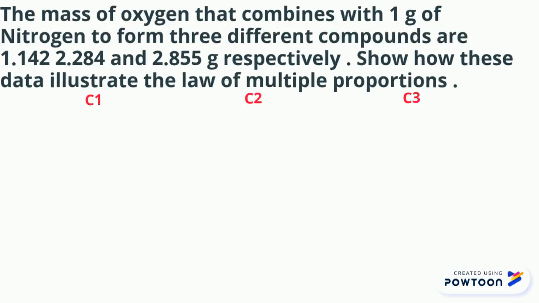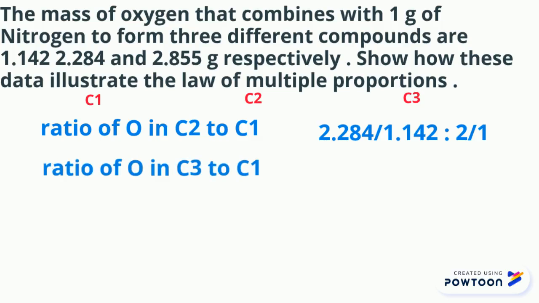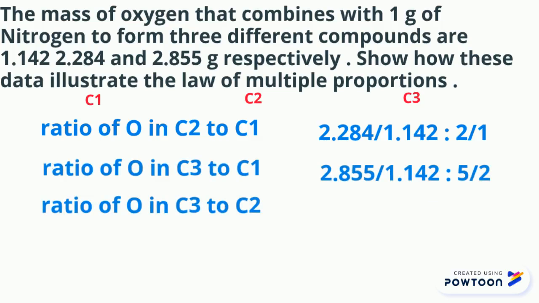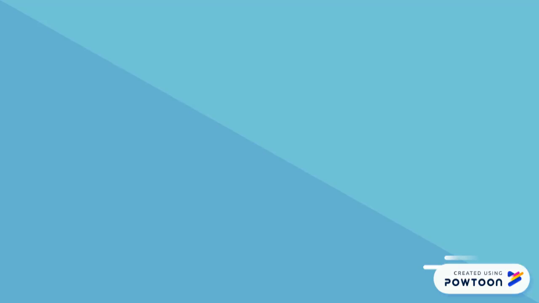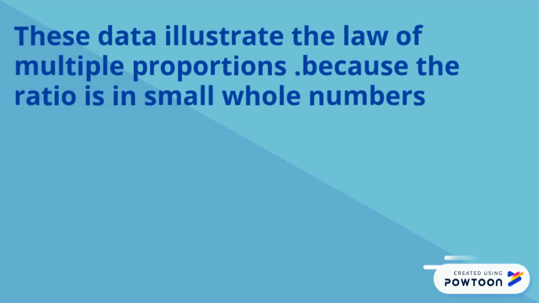We will see that the ratio of the mass of oxygen that combines with a fixed amount, let's say 1 gram of nitrogen, compared in each two compounds together, we will find that the ratio of the mass of oxygen in C2 to C1 is 2 to 1, C3 to C1 is 5 to 2, and C3 to C2 is 5 to 4. All the ratios are small whole numbers, which goes with the law. These data illustrate the law of multiple proportions because the ratios are in small whole numbers.